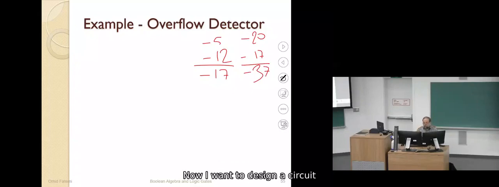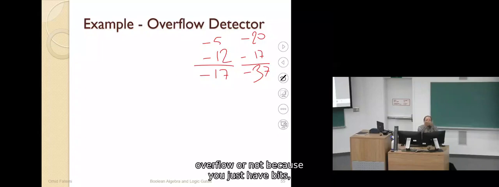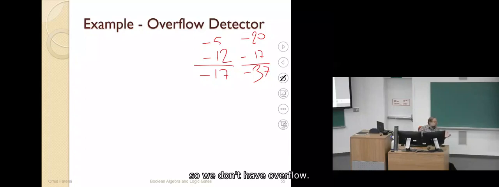Okay. Now I want to design a circuit which could say if we have overflow or not. You added 2 things, you got some result, you don't know if there is overflow or not because you just have bits 0 and 1s. Is there overflow or not? For us, we think, okay, 5 plus 12 is 17, so we don't have overflow. 20 plus 17 is 37, so we have overflow. But how could we find out in our circuit, in our design?